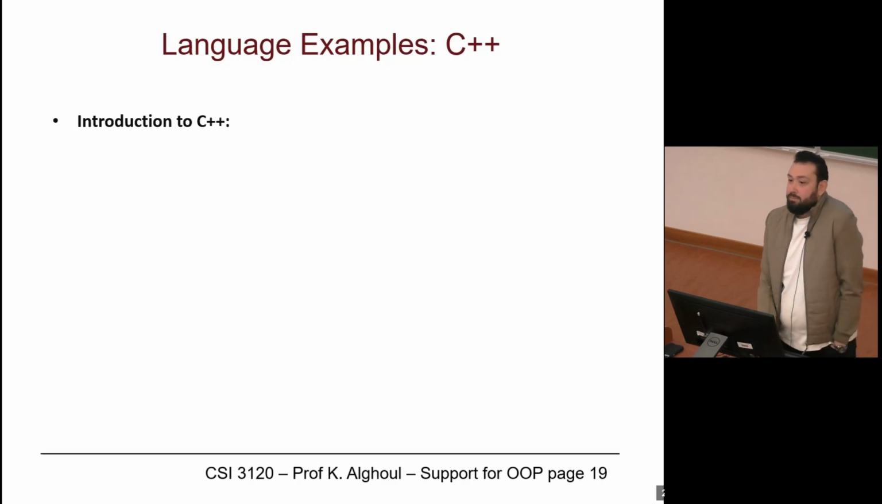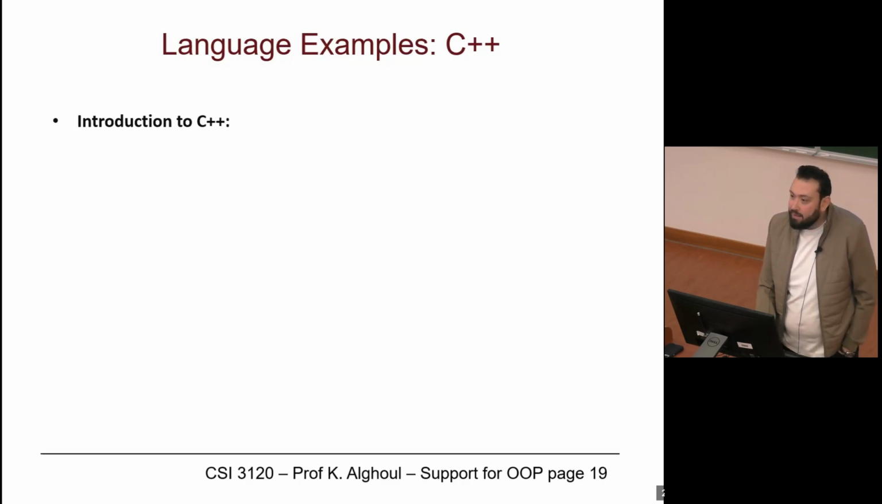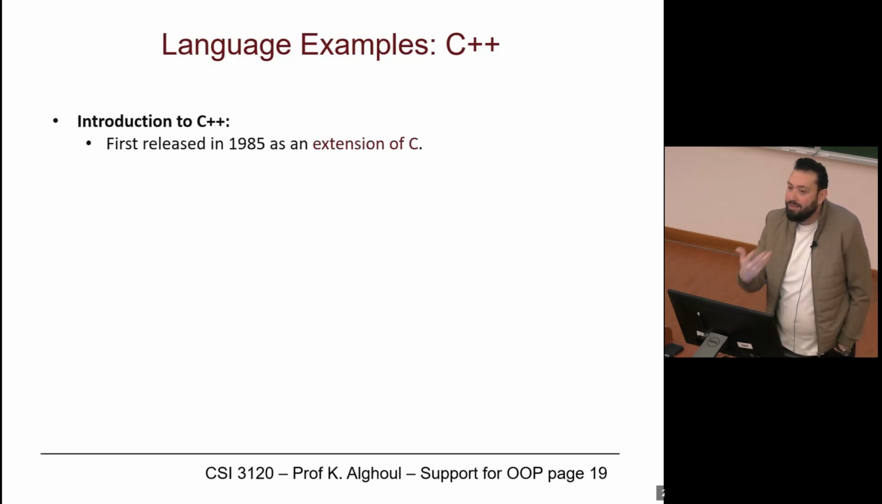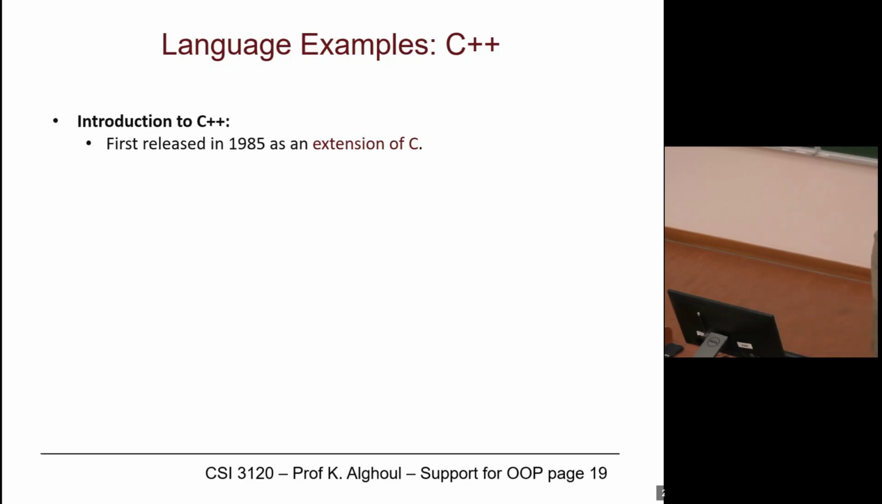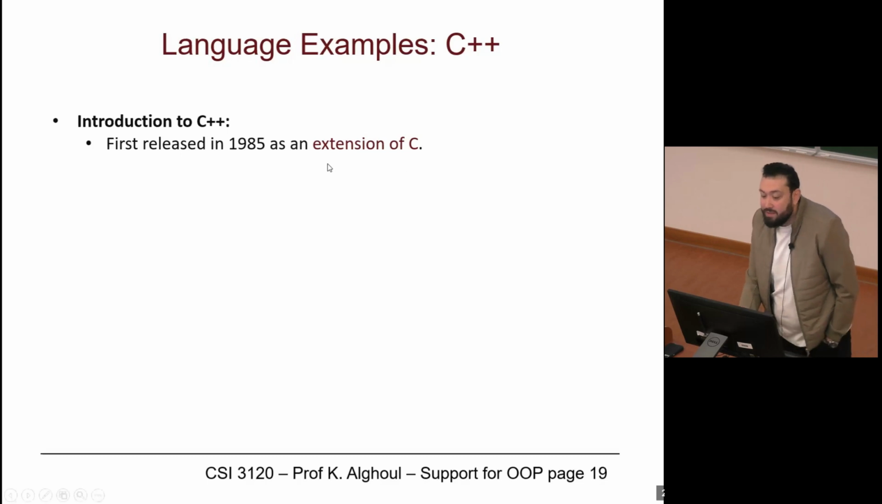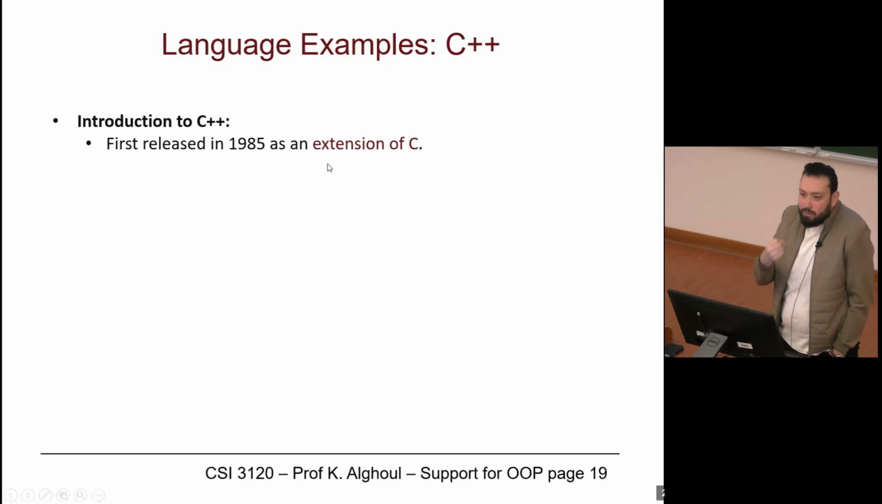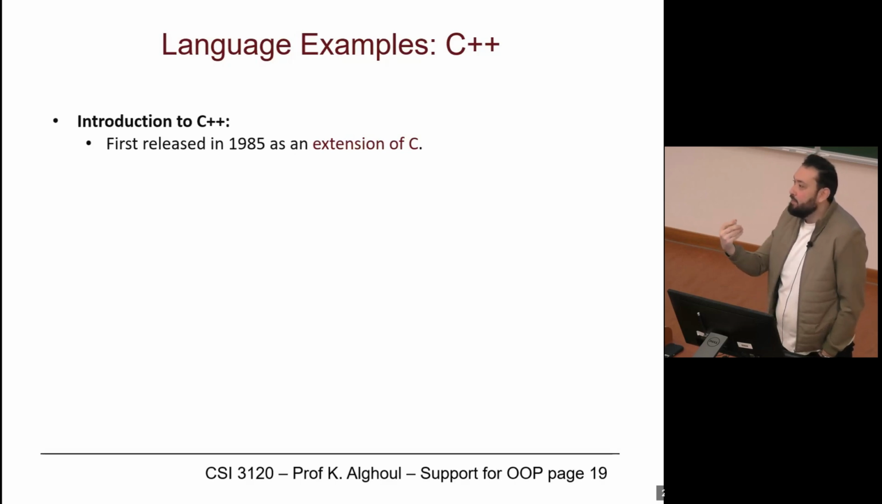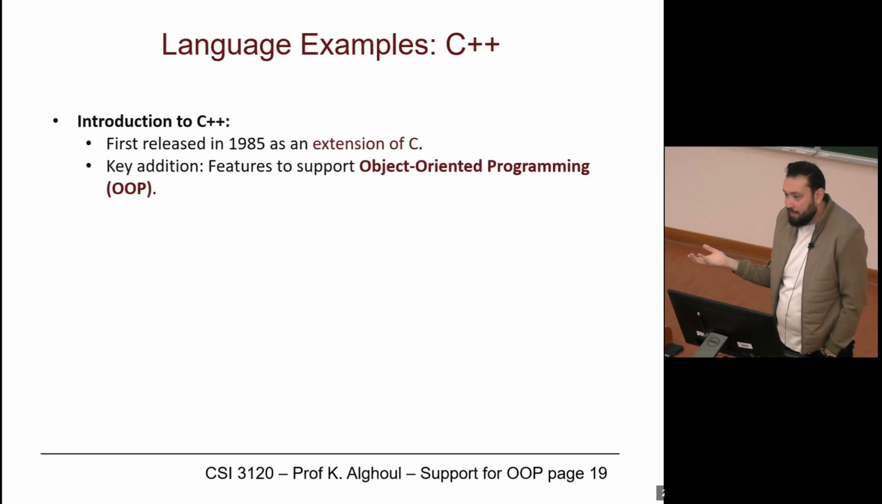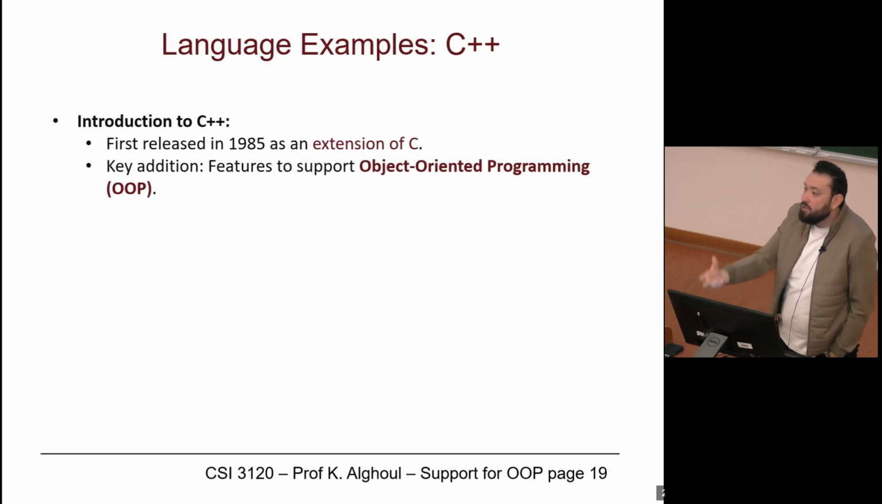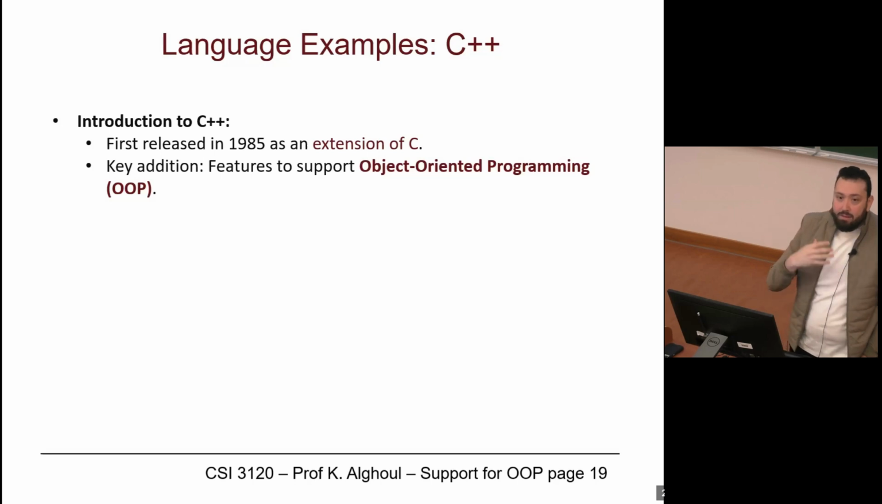Introduction to C++. You took C++, but didn't take C. So technically, C++ is like an upgraded version of C, correct? In 1985, an extension of C happened, and the main thing they wanted to add on top of the strength of C was to introduce object-oriented programming, correct?